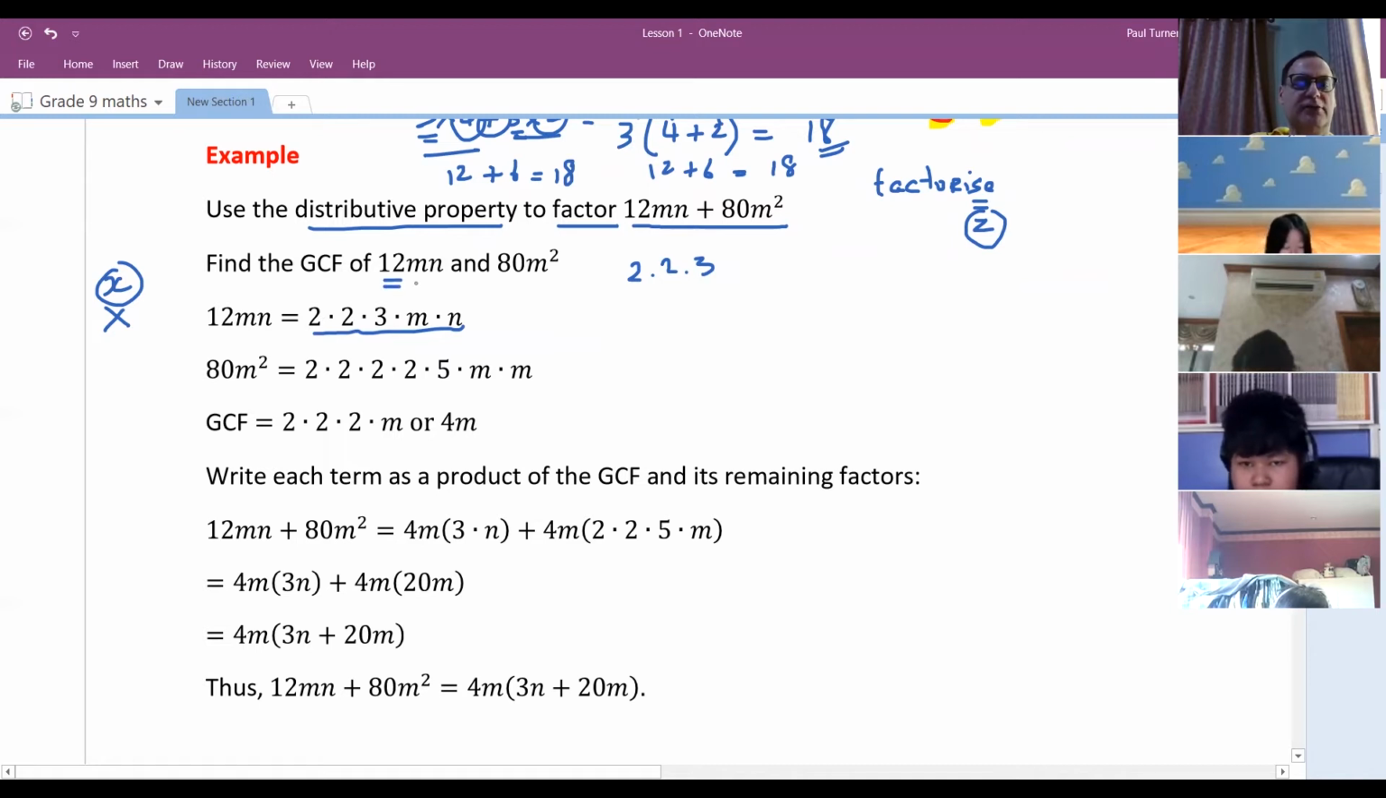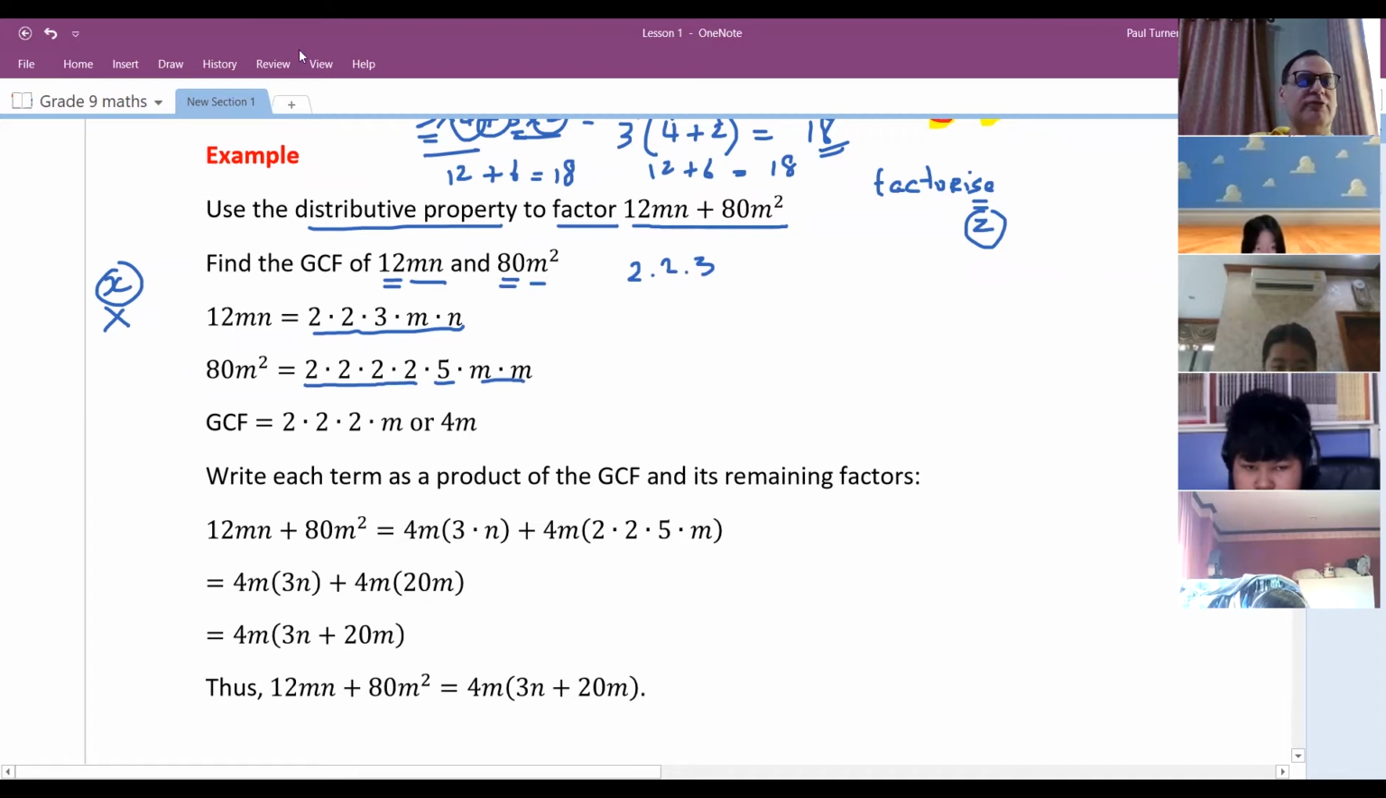m times n is mn. Now 80 is 2, 2, 2, 2, which is 16, times 5, which is 80. Okay, so you may need to do a tree if you need to factorize a big number like this. And m squared is m times m.